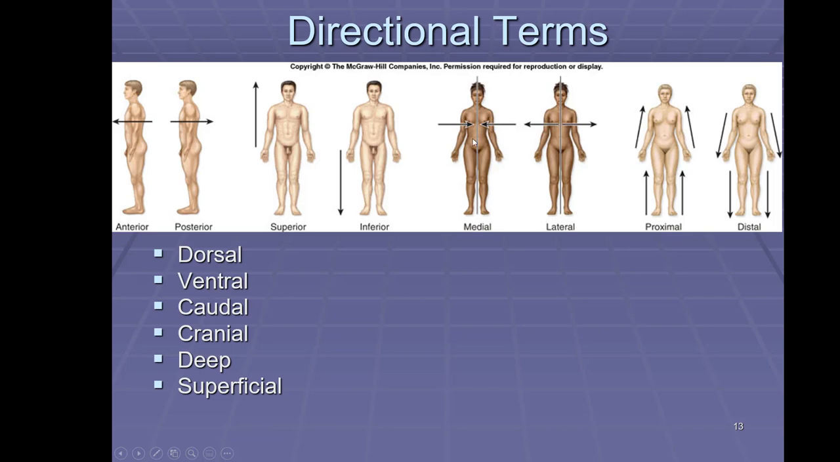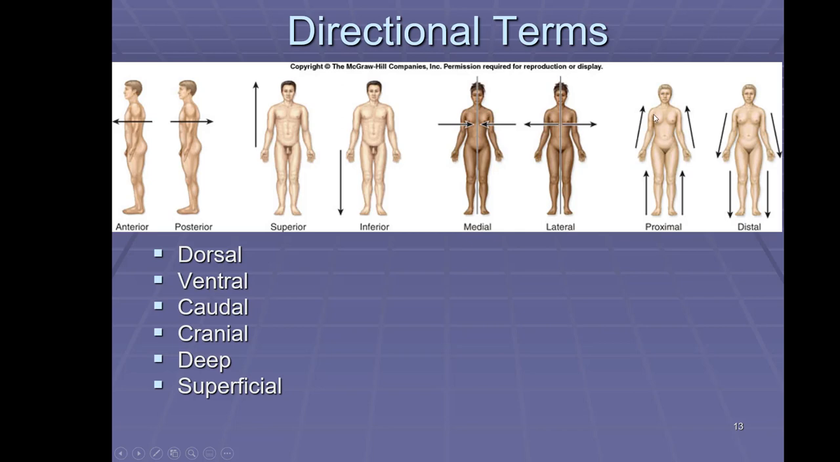Medial and lateral are terms describing the relationship to the midline of the body. For these, just assume that there's an imaginary line running through the middle of the body. If something is towards that midline, it's medial. If it's more away from that midline, it's lateral. An example would be that the right arm is lateral to the chest, so it's away from that midline.